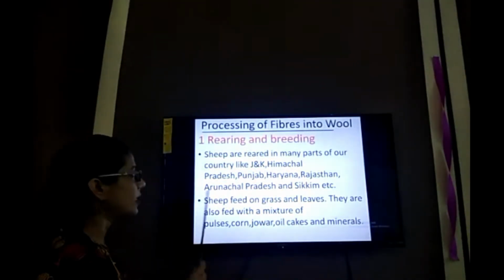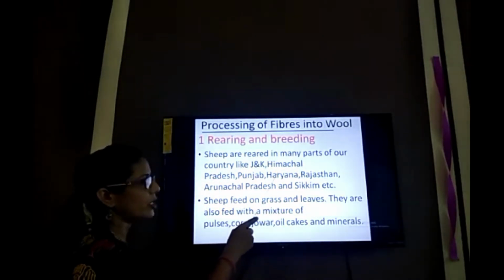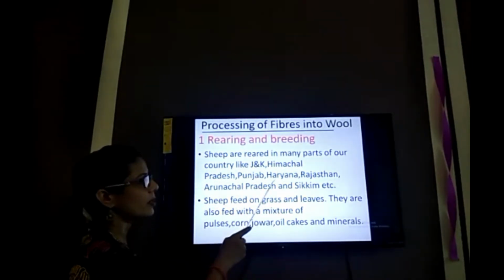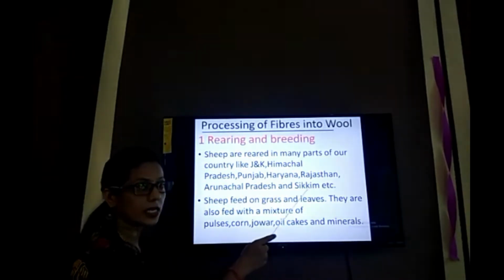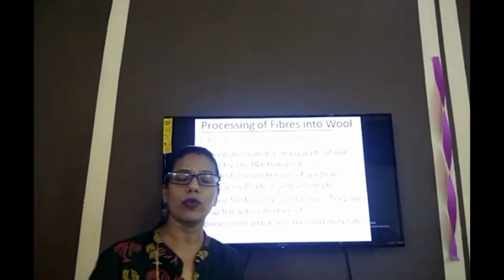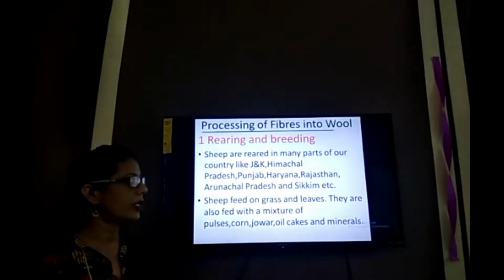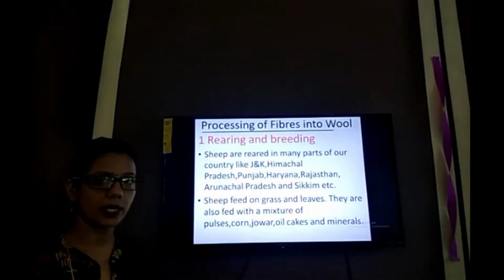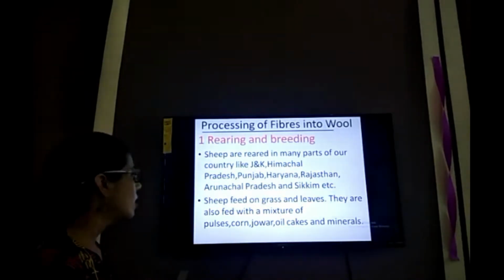Rearers provide the shelter and food to the sheep and other wool yielding animals. Sheep are reared in many parts of our country like Jammu and Kashmir, Himachal Pradesh, Punjab, Haryana, Rajasthan, Arunachal Pradesh and Sikkim.